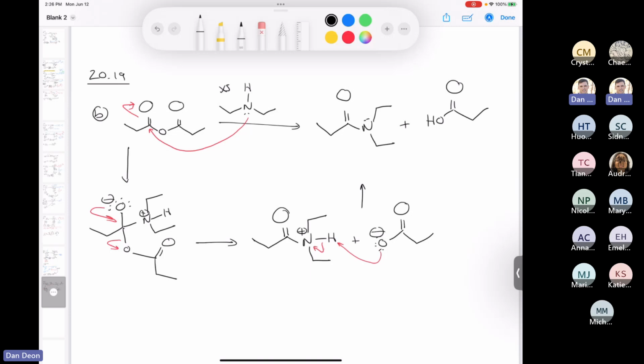Any questions about that mechanism? Okay, cool. All right, and again, if you have a question, don't hesitate to type it in the chat or interrupt me. It's not interrupting me, it's just asking me a question. All right, because that covers the section on anhydrides.